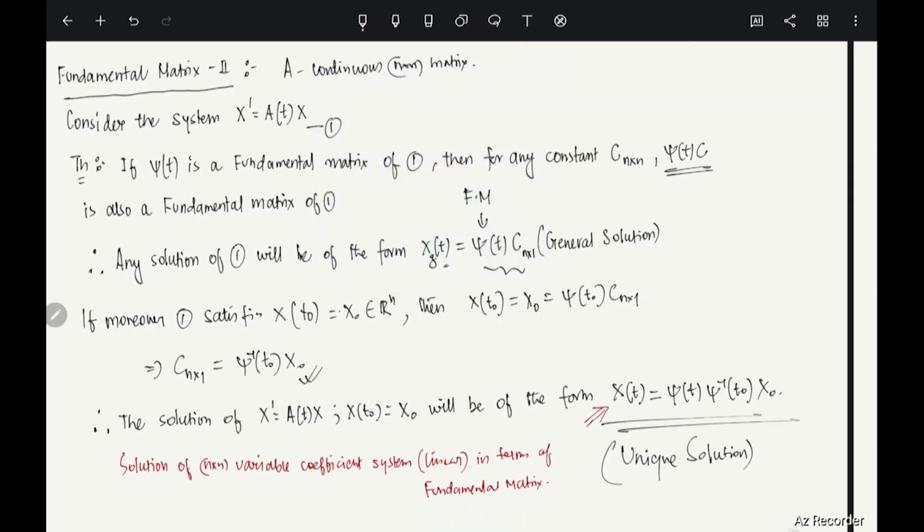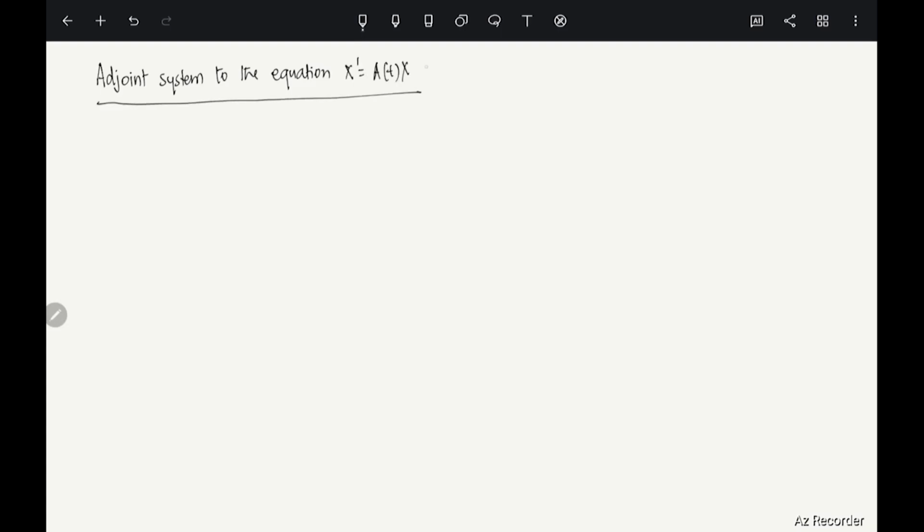Now let's look at the next part. We are going to talk about something called the adjoint system. To the equation x prime equals A times x, we are going to define a new system out of this old one, and we are going to call it an adjoint system.